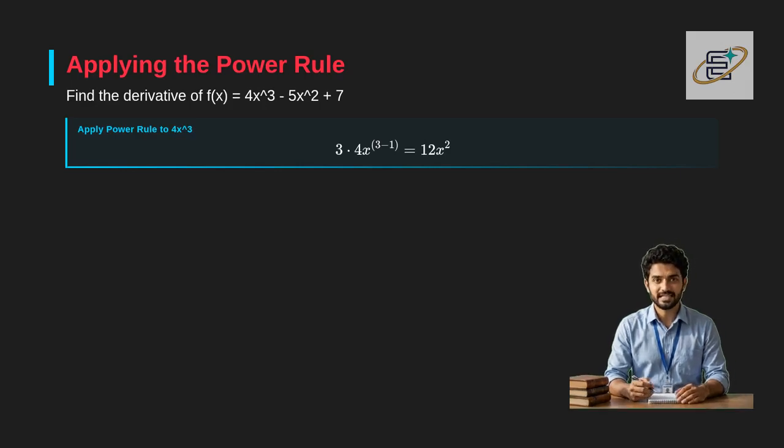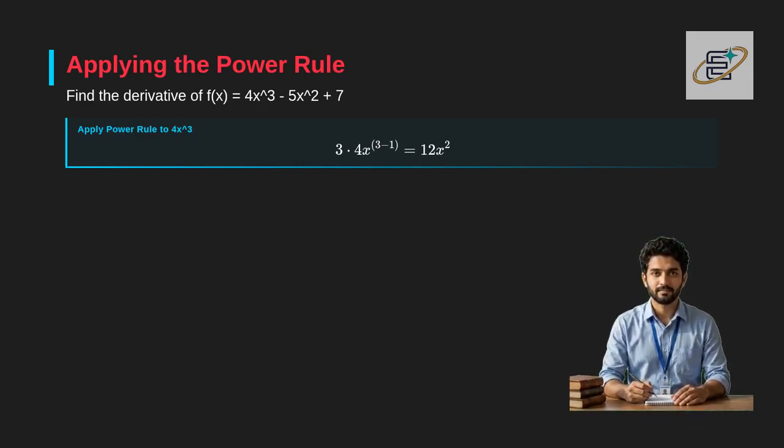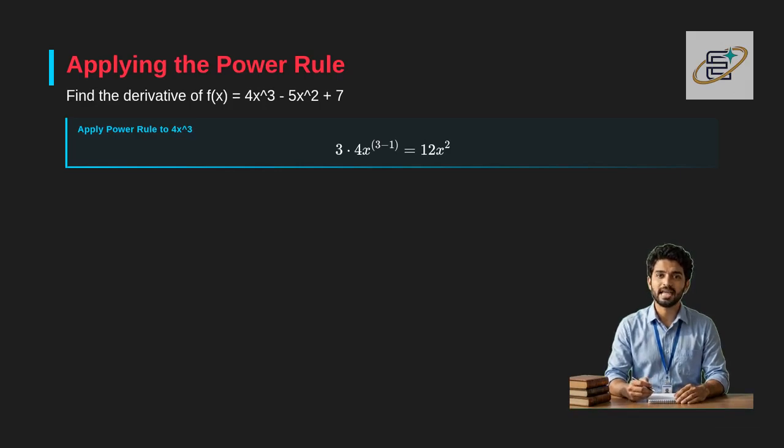We take the derivative term by term. For the first term, 4x cubed, we bring the 3 down. 3 times 4 is 12, and we subtract 1 from the exponent, leaving us with 12x squared.